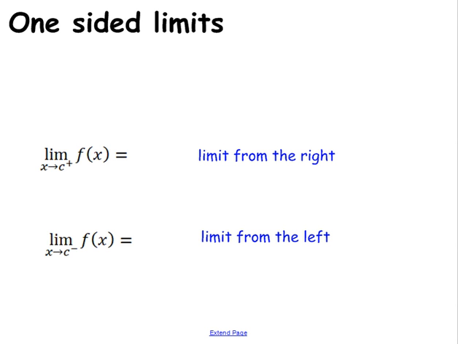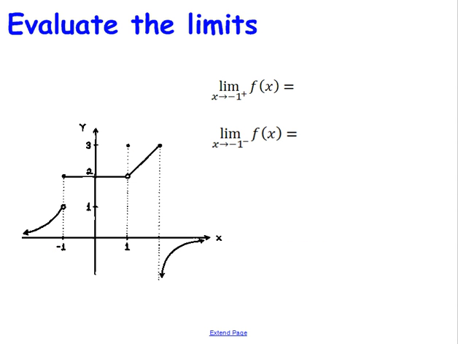So let's look at an example, and then we're going to talk about why one-sided limits are important. It says evaluate the limits. For the first one, we're being asked to evaluate the limit of f of x as x approaches -1 from the right side. So -1 is here, and I'm evaluating the limit as x approaches -1 from the right side. So that would be from this side. What's the limit? The limit is 2. Now it says, what's the limit of f of x as x approaches -1 from the left side? Here's the left side, so you're approaching it from this side, and the limit is going to be 1.